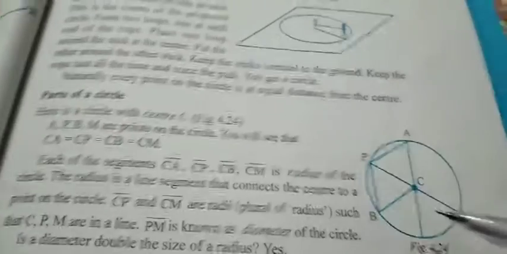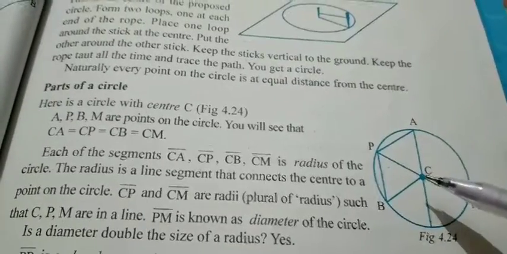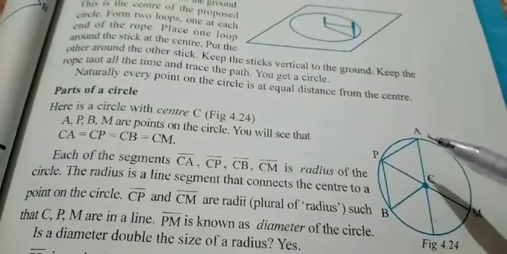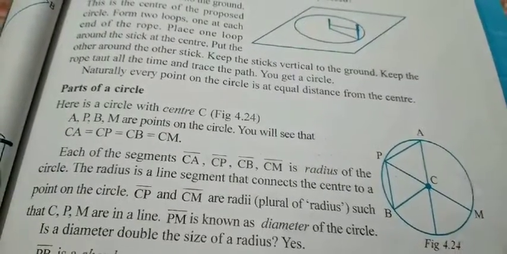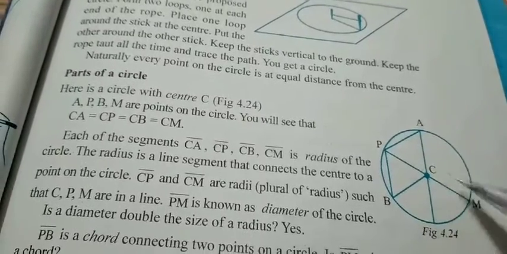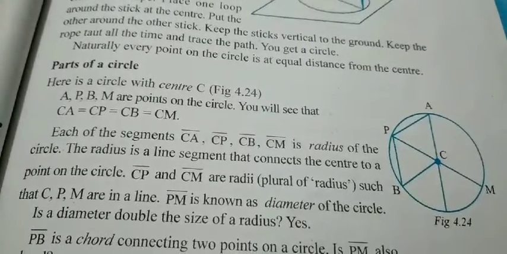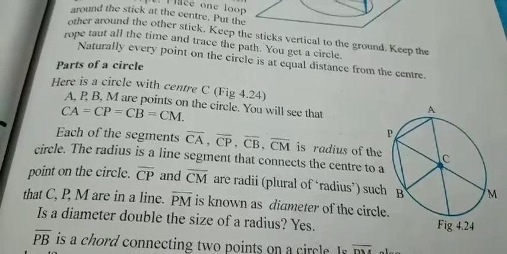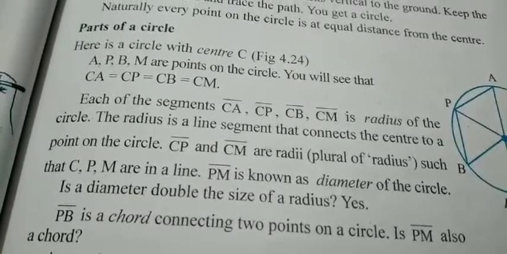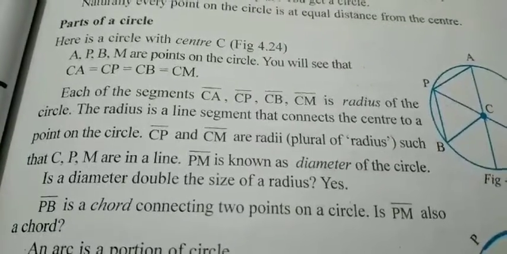Each line segment is a radius. Line segment CB is a radius of the circle. Then CA is also a radius of the circle. In short, we can consider line segments CA, CP, CB and CM the radii of the given circle. Now, radii is nothing but the plural of radius.